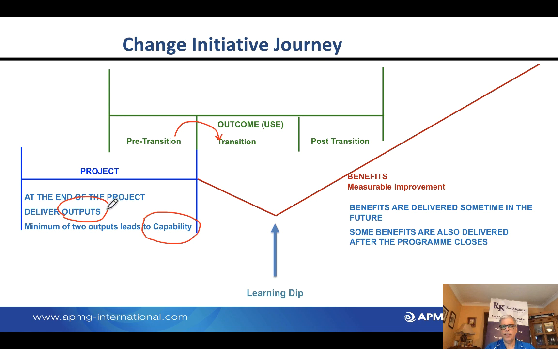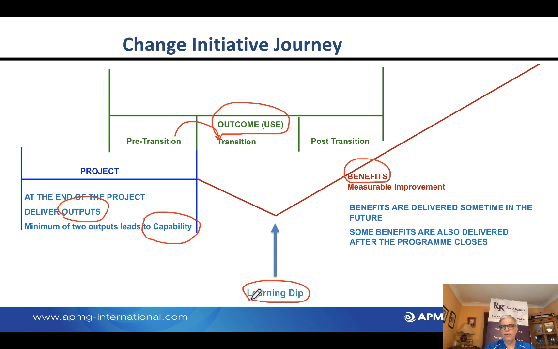So this is referred to as the output, and the outcome is when we have got people to actually start using it. And as a result of people using this, we deliver some measurable improvements, which are referred to as benefits. So this kind of journey that we talk about is important in whatever area of business we are implementing a change. And when that change takes place, we have something called the learning dip, because the staff are getting used to that new system.